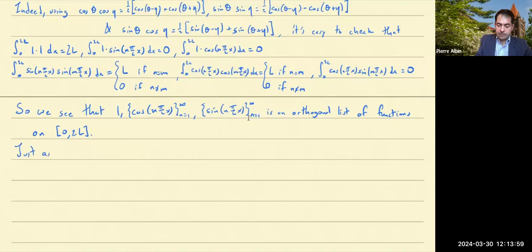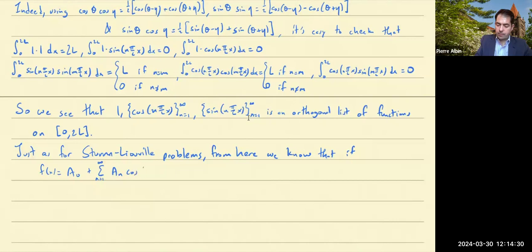Now, just as for Sturm-Liouville problems, from here we know that if you have a function which can be written as an infinite linear combination of these eigenfunctions, then A0 would be 1 over L times the integral from 0 to L of 1 times f of x dx, where as usual, this normalizing factor comes from dividing by the integral of 1 with 1.